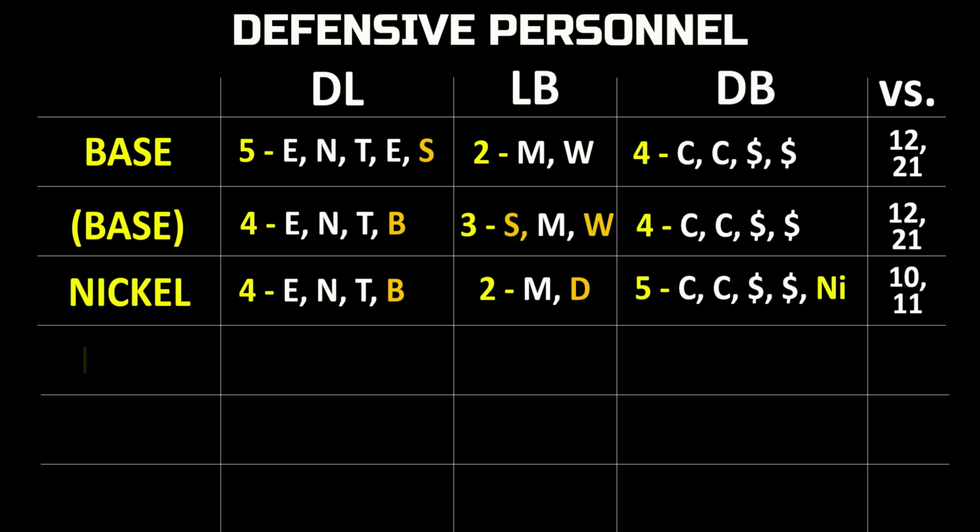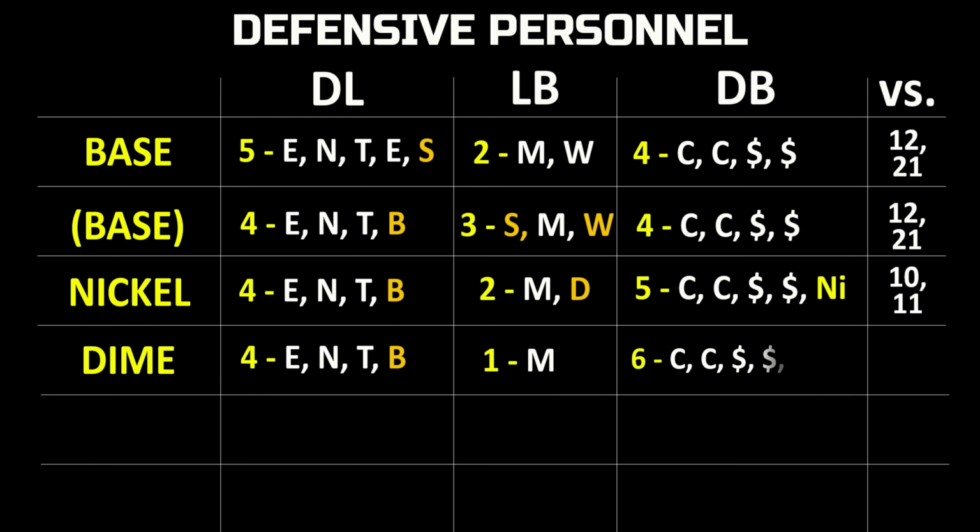Then you have your dime personnel, still have your 4 down linemen, and now your Mike and dime are still on the field, but the dime is a different person. So it's just the Mike that's a linebacker body, and now a defensive back is playing the dime position. So this is a 4-1-6 from a personnel standpoint.